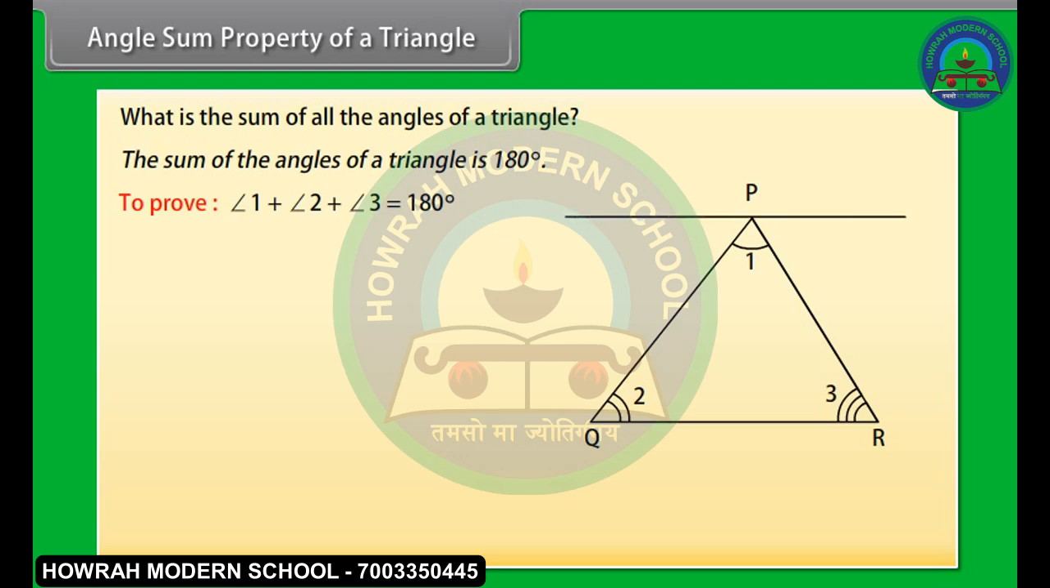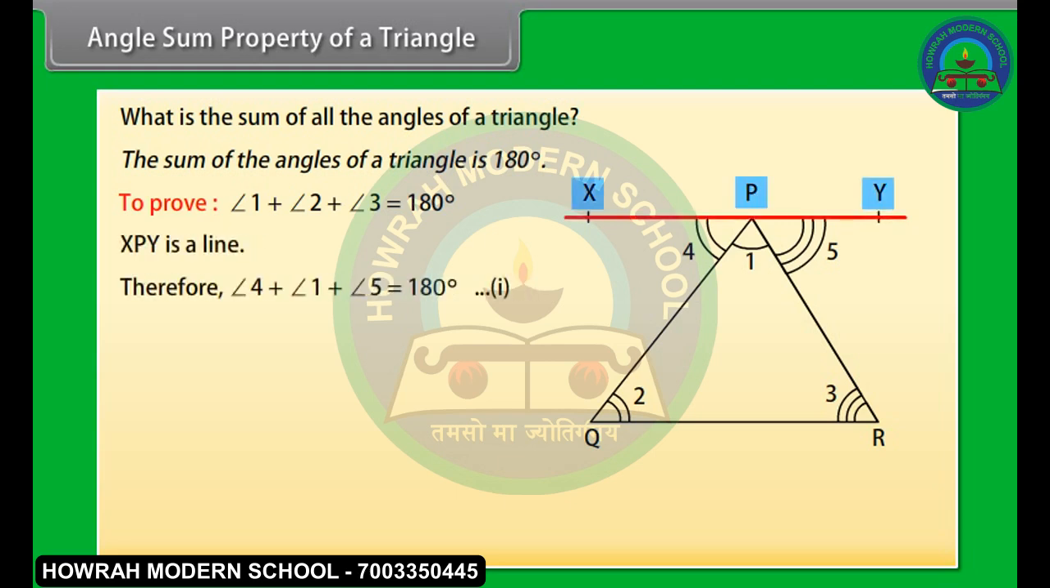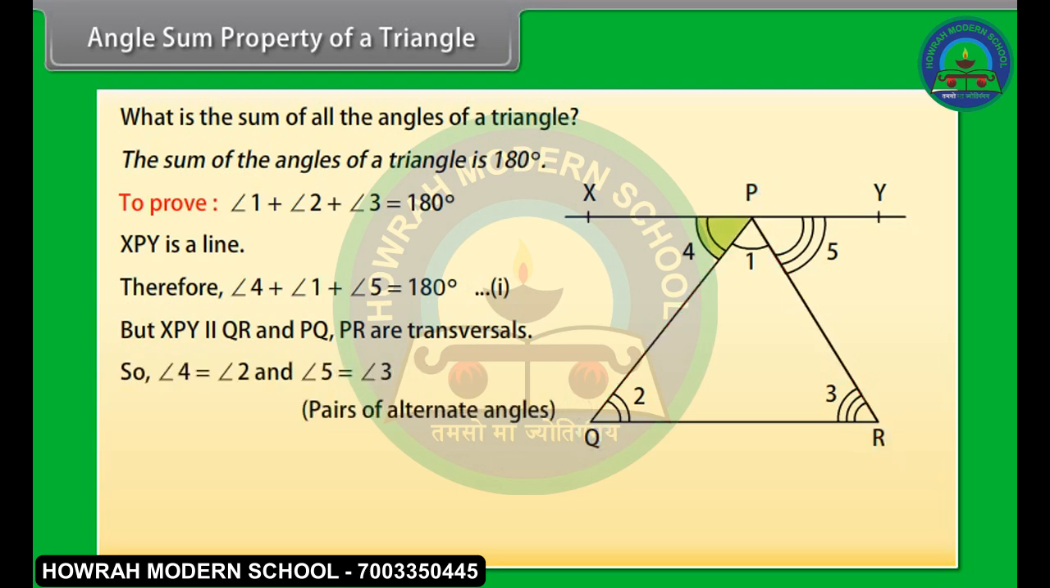Let us draw a line XPY parallel to QR through the opposite vertex P. Now XPY is a line, therefore angle 4 plus angle 1 plus angle 5 is equal to 180 degree. Mark it as 1. But XPY is parallel to QR and PQ, PR are transversals.